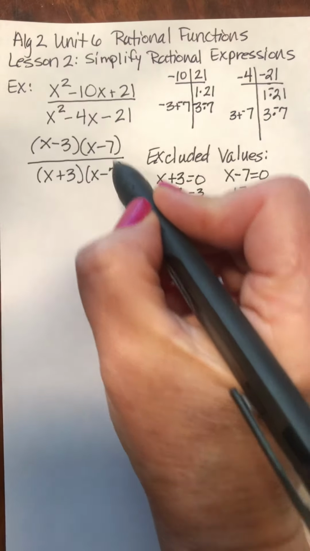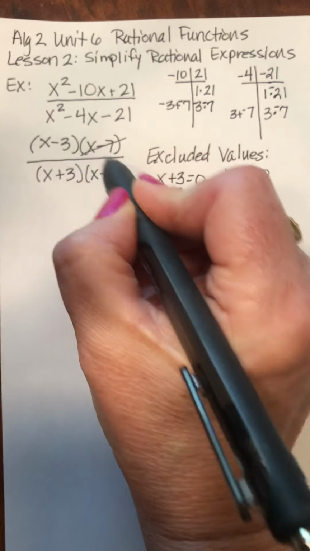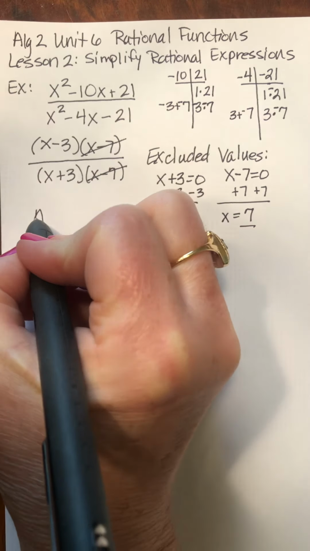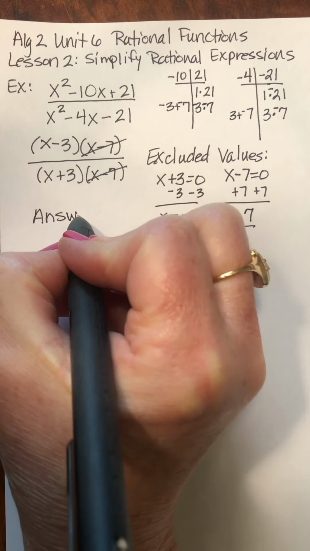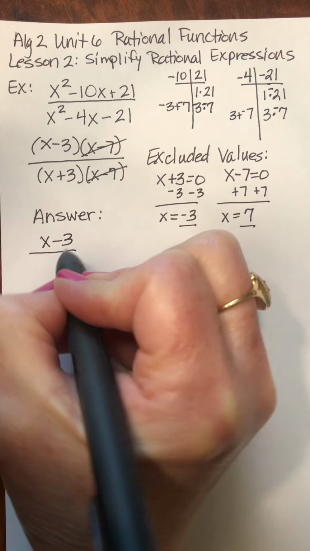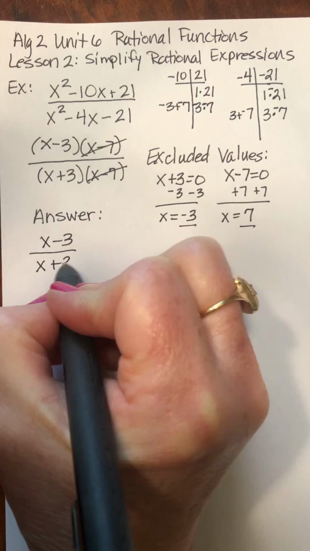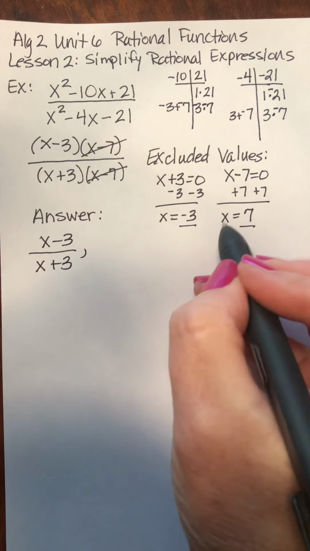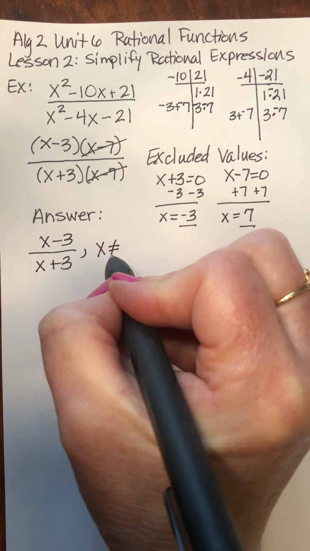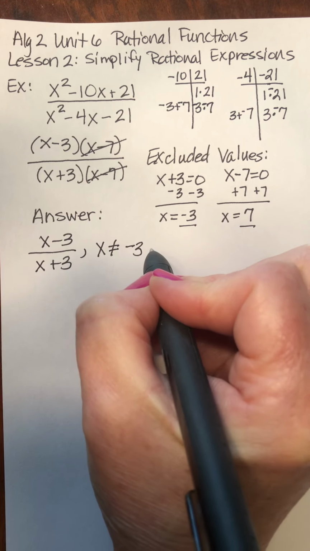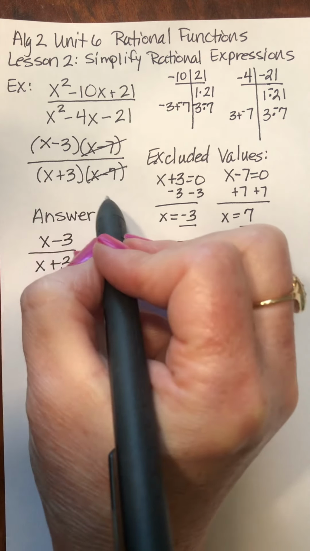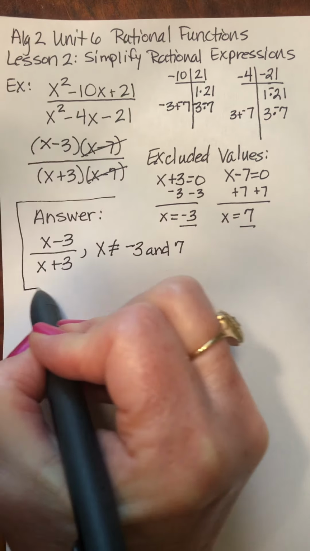So now I'm going to go up here. I'm going to cancel out these. They're gone. So now my final answer is what I have left, and that's going to be x - 3 over x + 3. But then we've got to include the excluded values. So we're going to put x is not equal to -3 and 7. And that is going to be your final answer for that problem.